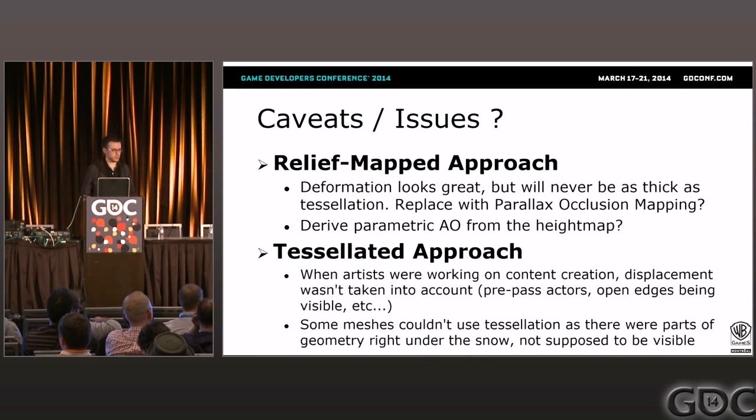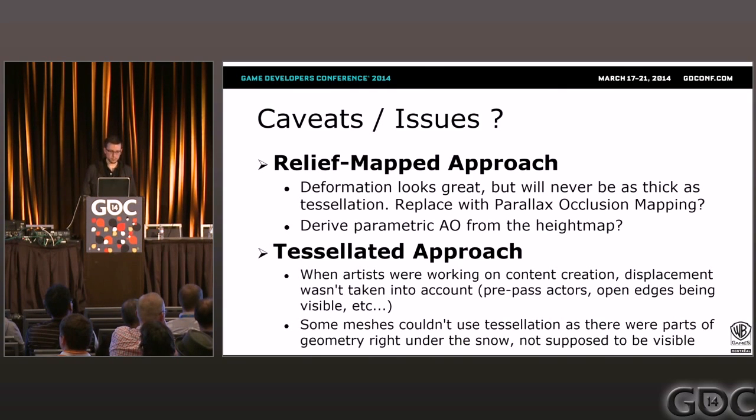Some issues with the technique, of course. Obviously, deformation with the relief-mapped approach will never look as great as actual tessellation. So I guess we could replace that with parallax occlusion mapping. That's an option. And also, we don't have that AO in the height map. So I guess we could derive some parametric AO from the height map. I believe there's a talk from Killzone that talks about that in previous years.